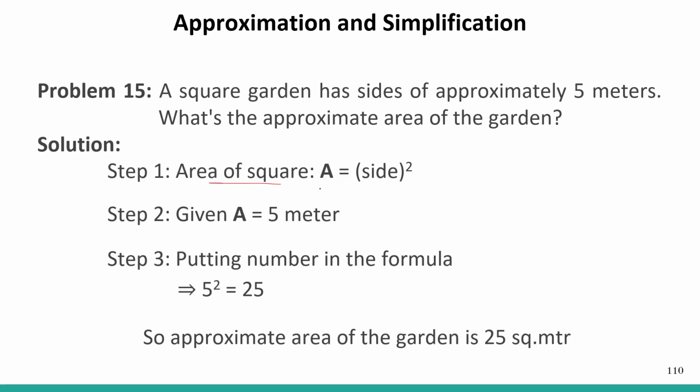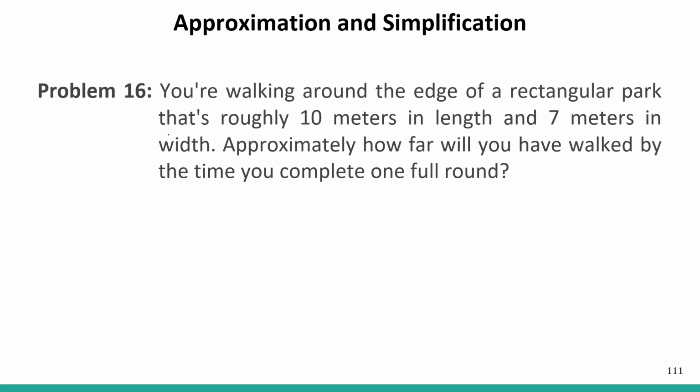So the area of a square is equal to a squared. So one side length is 5 meters. So putting the number in the formula, we are left with a squared. Okay. So approximately the area of the garden is 25 square meters. Let's see problem number 16.